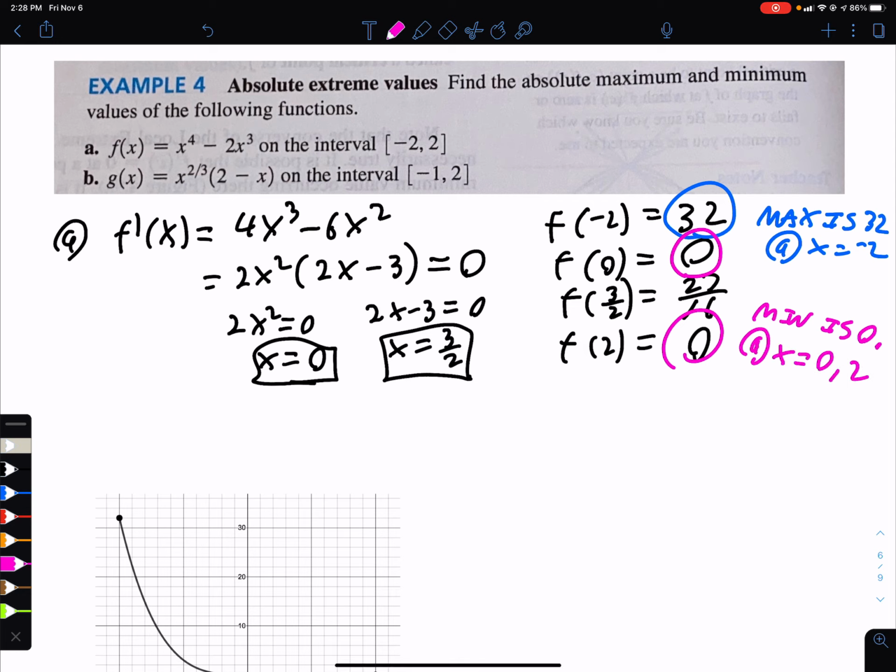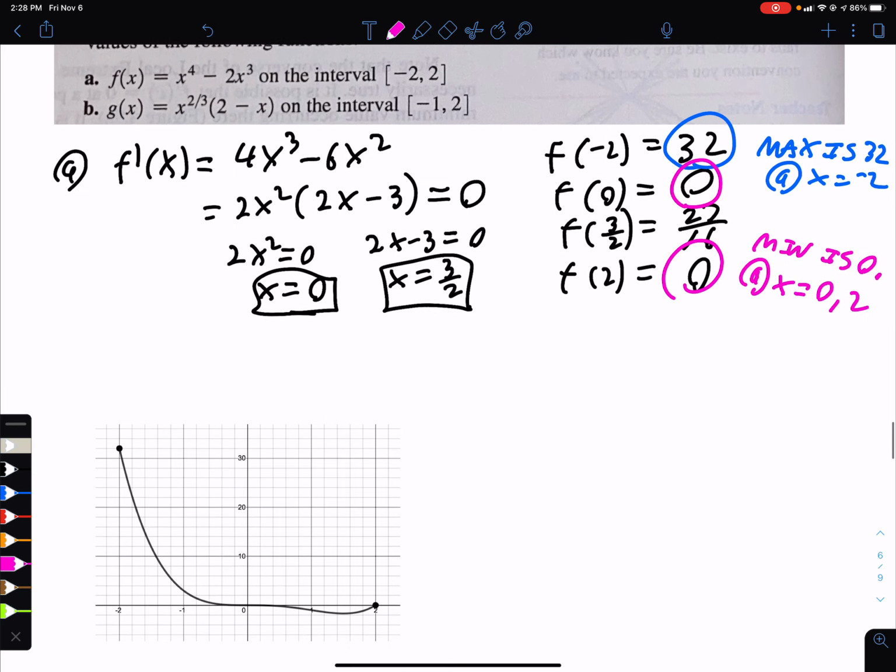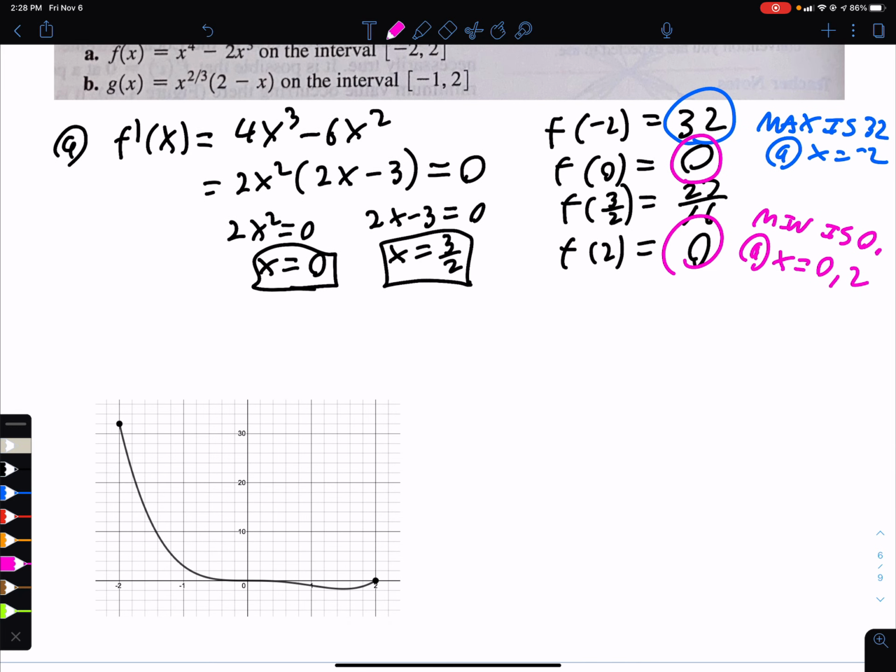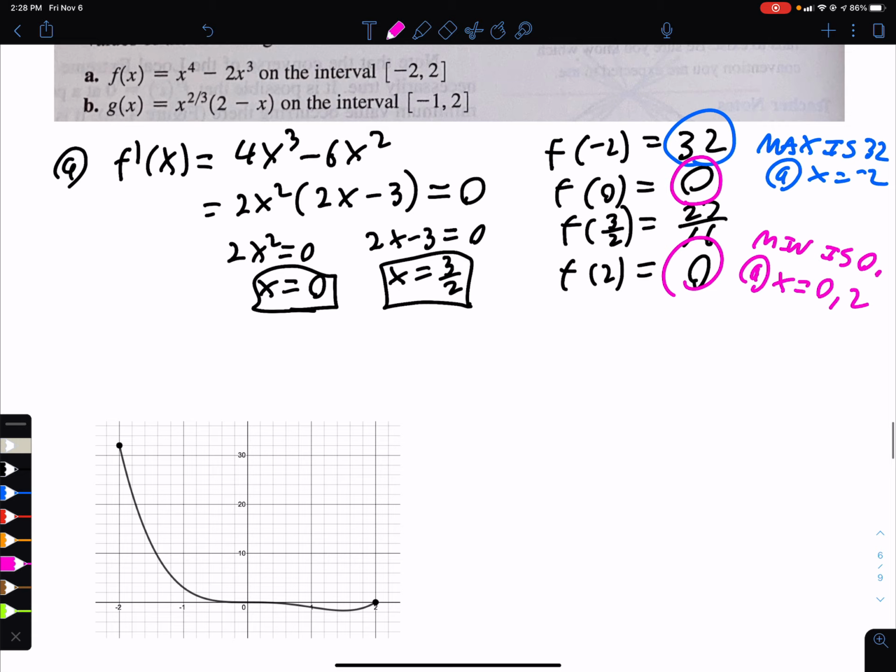Now we're going to look at the graph to verify this. I graphed this for you. So we're going to kind of look at everything. So what is that telling us? Look, at 0, the slope was 0. But it's not a max or min. It's not. What happens at 3 halves? 3 halves is right there. Look, the derivative is 0.